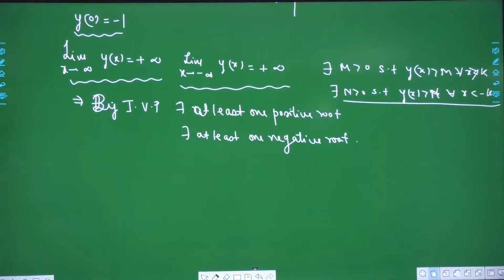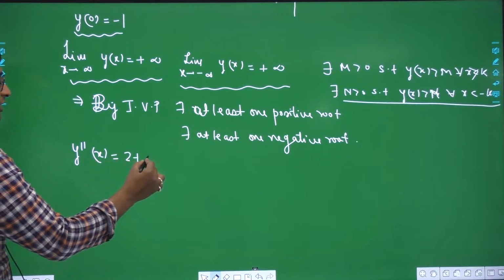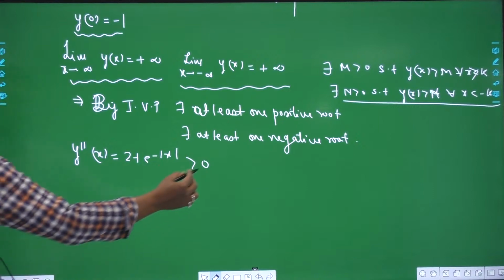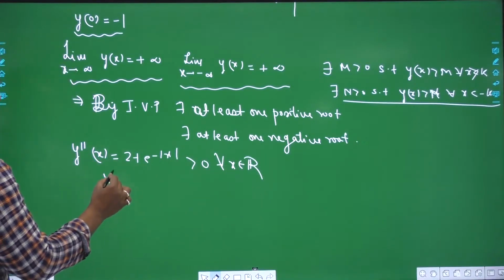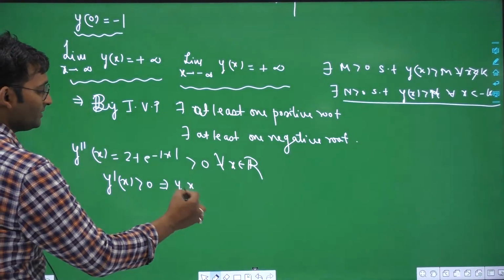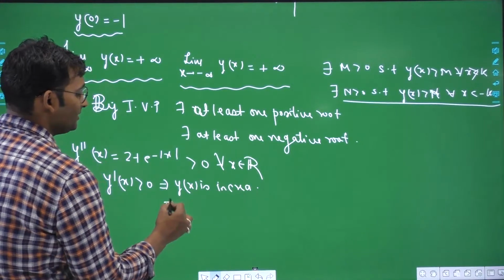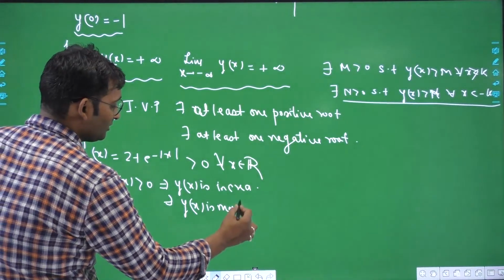Okay. Now, if you see that your y dash x was given to be equal to what? It was given to be equal to 2 e to the power minus mod x, and it is obviously greater than 0 for all x belongs to R. It implies y dash x is greater than 0. It implies y(x) is an increasing function, and when y(x) is an increasing function, it implies y(x) is monotone.